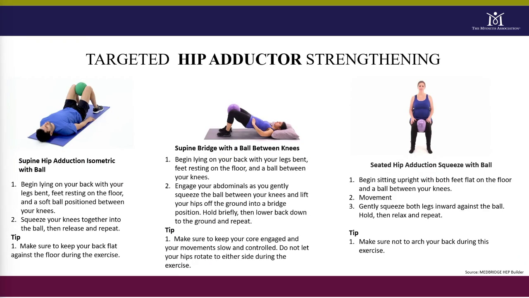These are the adductor strengthening exercises. This is the muscle in your inner thighs. These are the muscles that will help stabilize your hips. The first one is hip adduction isometric with a ball. You're basically squeezing the ball with your inner thigh muscle, holding it there for 5 seconds. The next one is similar to the first, but you're doing a bridge while squeezing the ball between your knees. And the third one is basically sitting hip adduction with a ball.